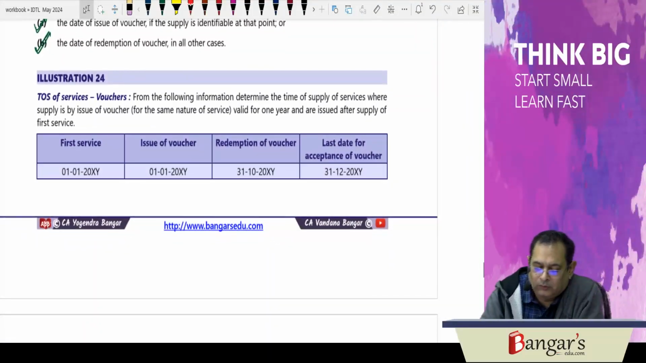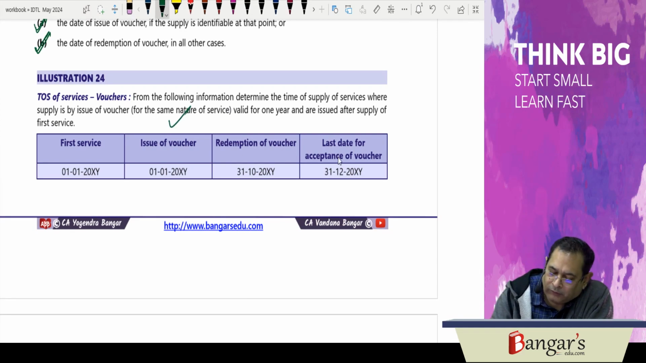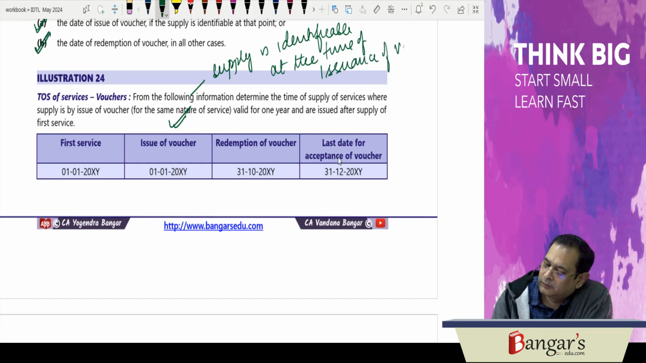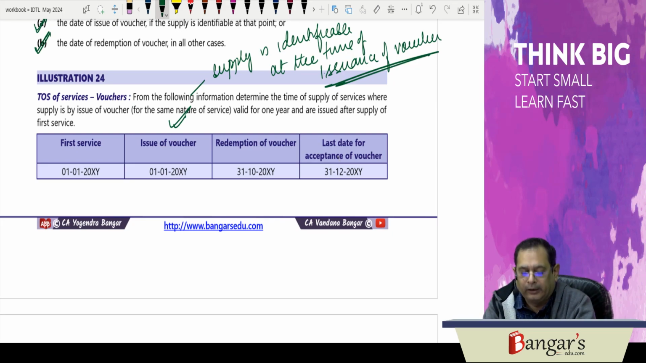Then, from the following information, determine time of supply where supply is issue of voucher for same nature of service. So here, supply is identifiable at the time of issuance of voucher. If supply is identifiable at the time of issuance of voucher, so what is basically the time of supply?